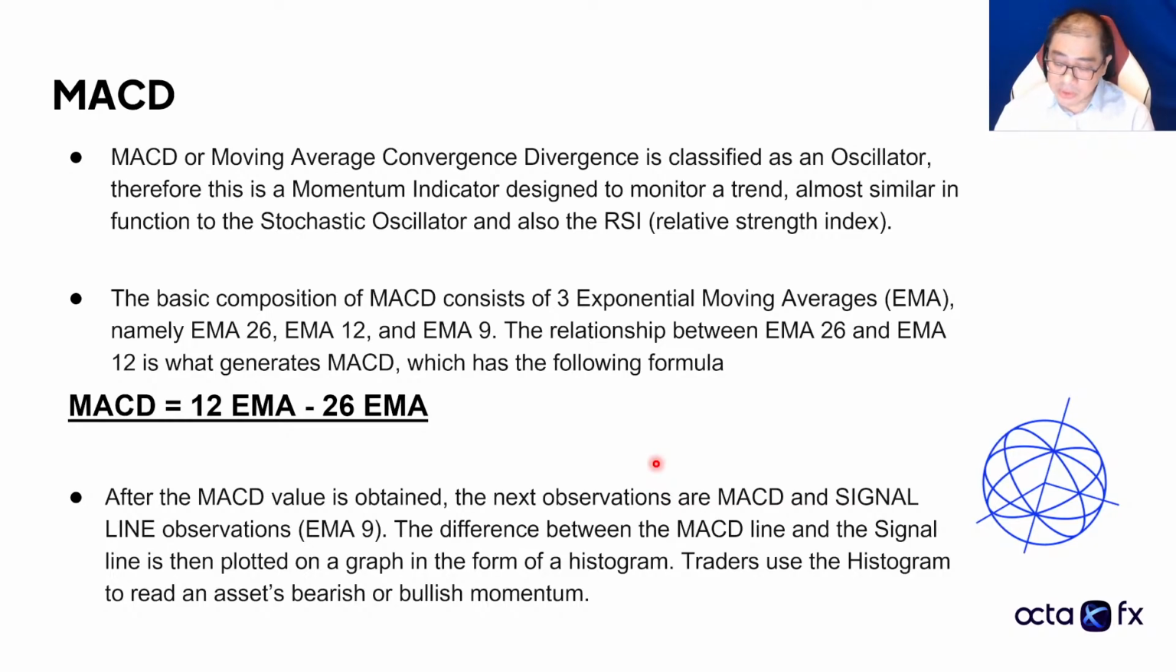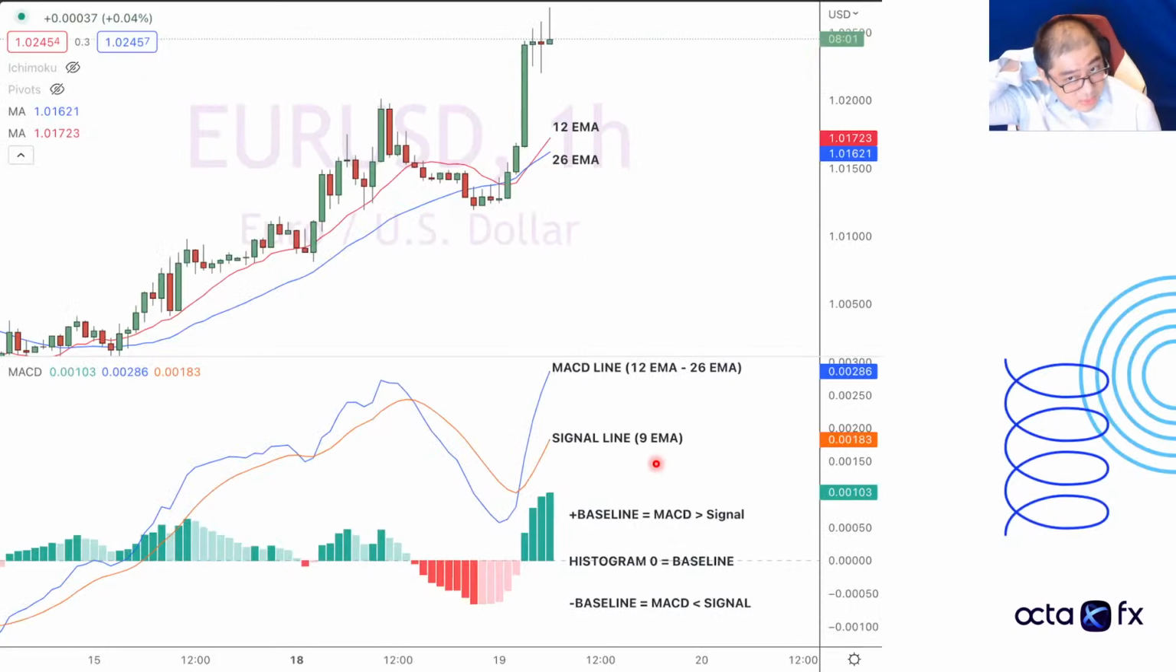Traders use the histogram to read an asset's bearish or bullish momentum, whether a market is trending to the upside or downside. A lot of traders that use MACD use that histogram as a guideline. I use stochastics. That's my preference. Again, MACD, RSI, stochastics, if you want to use all of them at the same time, feel free, but I don't recommend that. I would just say pick one, especially if you're looking for divergences. So this is basically what the MACD line is.